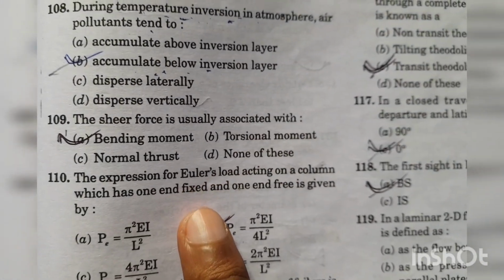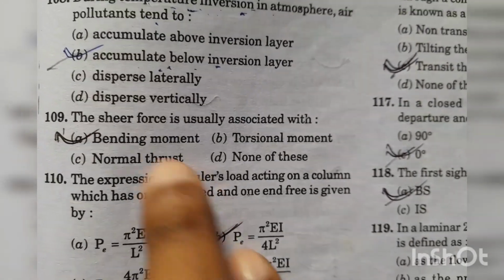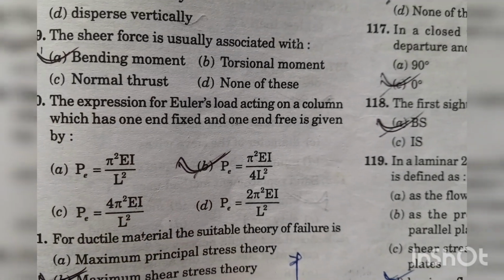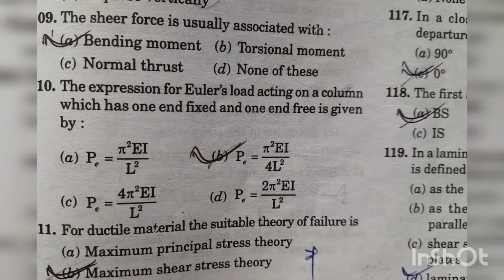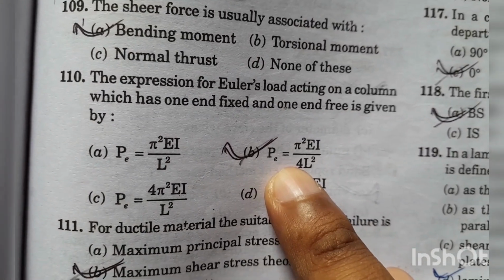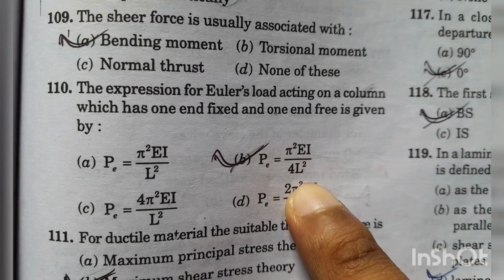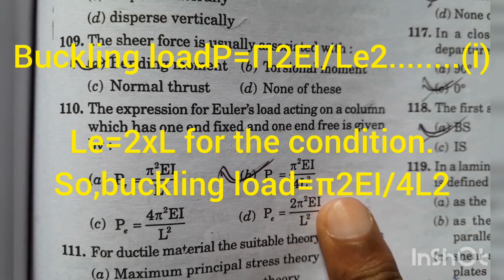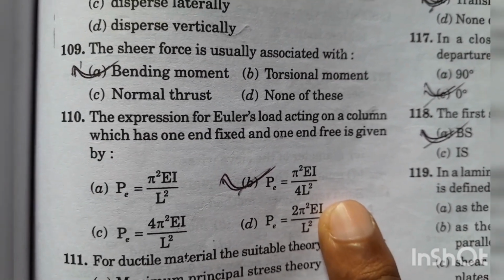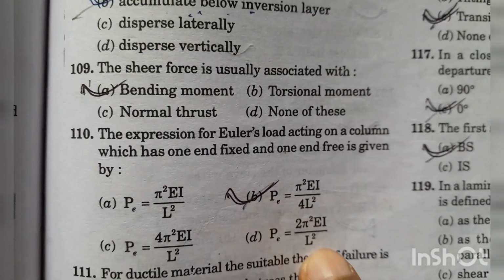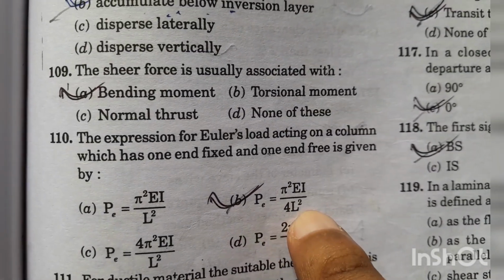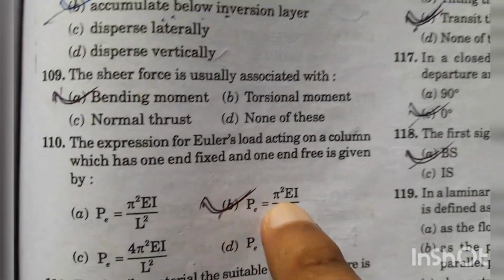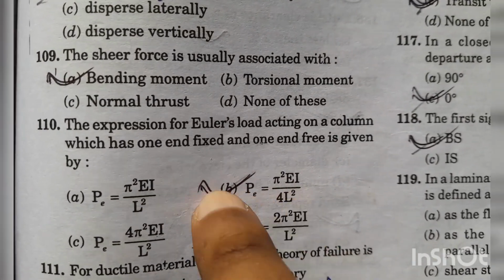Question number 109, the shear force is usually associated with bending moment. Option A is the right answer. Question number 110, the expression for Euler's load acting on a column which has one end fixed and one end free is given by. We know the buckling load by Euler's is pi square EI by L square, where L is the effective length. Here for this condition the effective length will be twice the original length. So if we put the value of effective length into that equation of buckling load, we will get the value of buckling load P equal to pi square EI by 4 L square. Option B is the right answer.